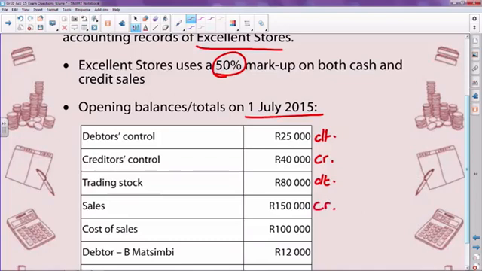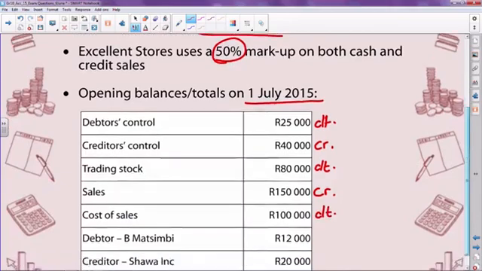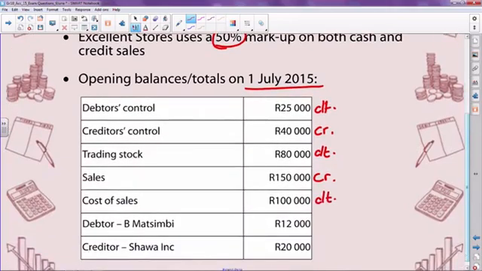You have cost of sales of 100,000. That is an expense. All the expenses on the debit side. And then I'm giving you Matsimbi. We owe Matsimbi 12,000, and I'm going to show you now where to place that amount. And then the creditor, Shawa Incorporated, we have as 12,000, and that's the balances. Now, guys, if you know where accounts go up and down, this is given marks. So let's go and look in the T accounts quickly.